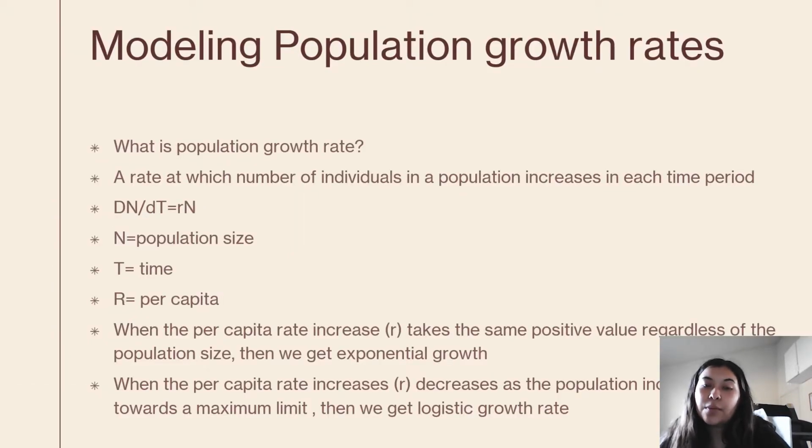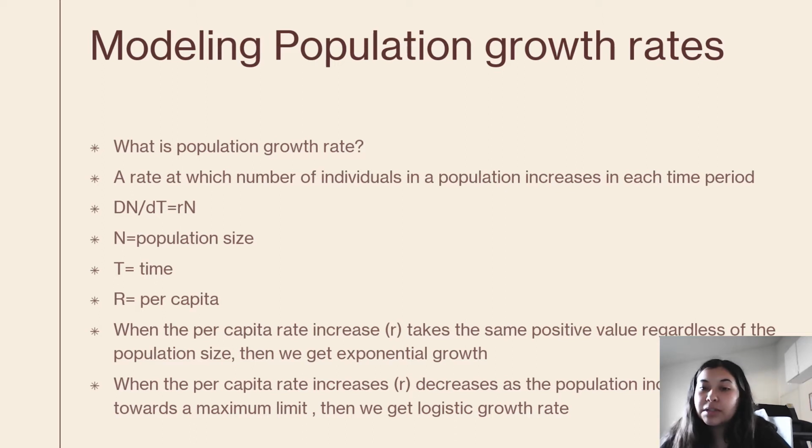So what is a population growth rate? A population growth rate is the rate at which the number of individuals in a population increases at a given time, and that would be the equation for the population growth rate. N would be the population size, T would be the time, and R would be the rate per capita.